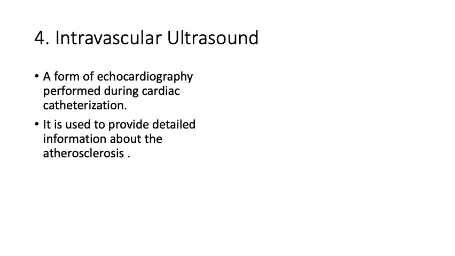Fourth type is the intravascular ultrasound. This is a form of echocardiography performed during cardiac catheterization. During this procedure, the transducer is threaded into the heart blood vessels via a femoral catheter. It is used to provide detailed information about the arteriosclerosis inside the blood vessels.